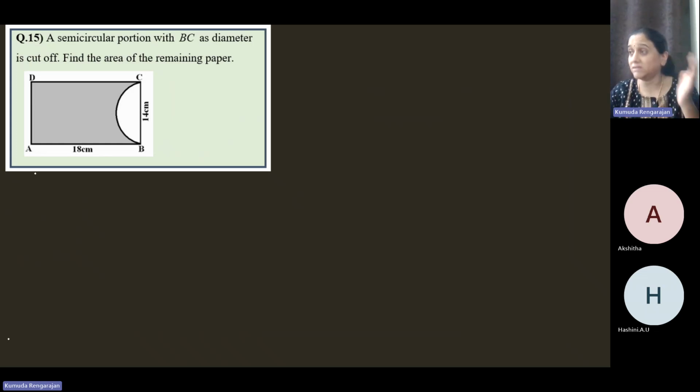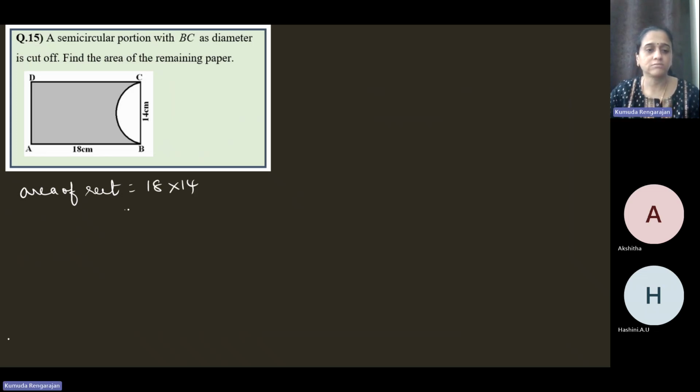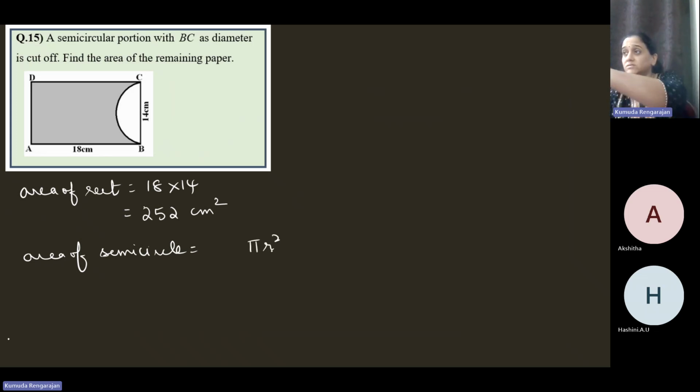Similar question I've done when we started areas of polygons and quadrilaterals. Not in June, no. Recently, 3-4 sessions ago. Area of rectangle is equal to L into B, 18 into 14. Now, area of semicircle: circle is pi r square. You're confused with the circumference formula and you've written pi r, because 2 pi r is for the circumference of a circle.